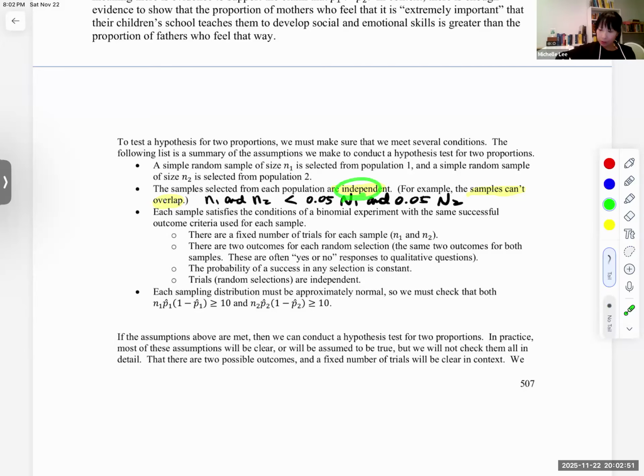Independent means the first outcome does not affect the second outcome. So in that case, the samples are totally different, right? They're not related to each other, right?